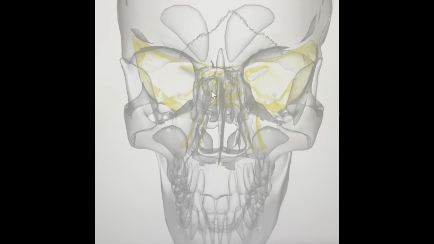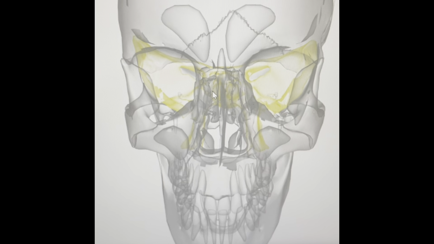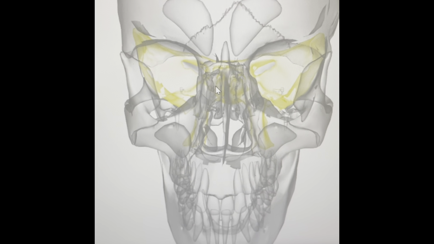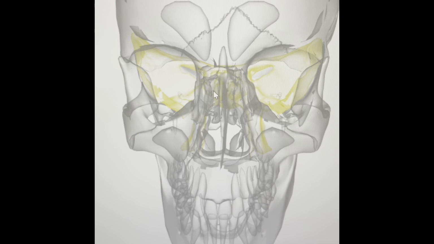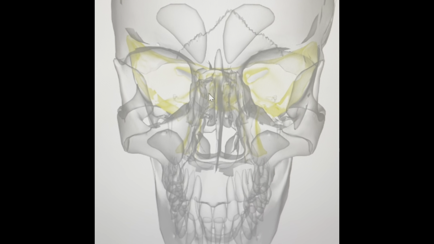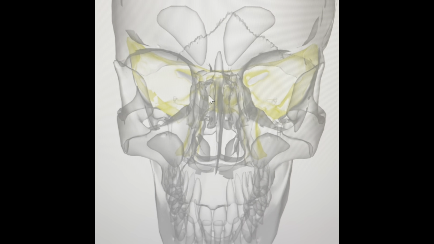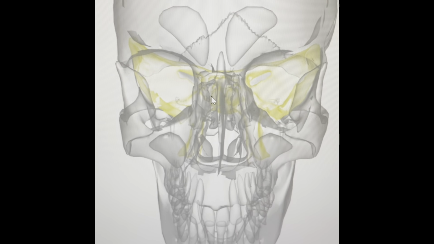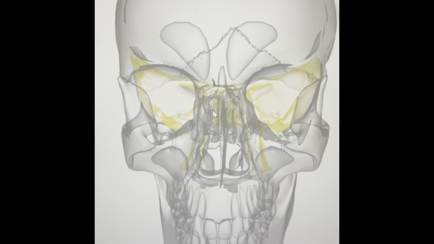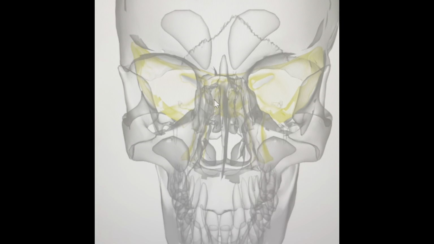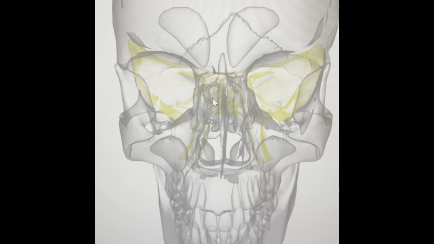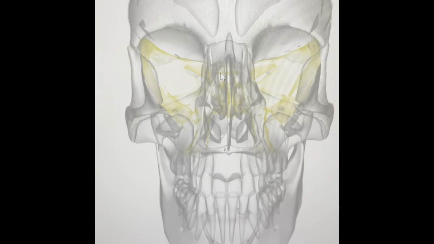The body of the sphenoid is the central portion of the sphenoid bone located between the wings and processes of the sphenoid and housing the sphenoidal sinuses. The sphenoid body has 6 surfaces: superior, posterior, anterior, inferior, and 2 lateral sides.